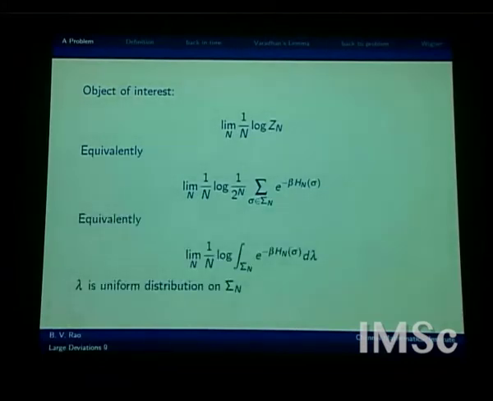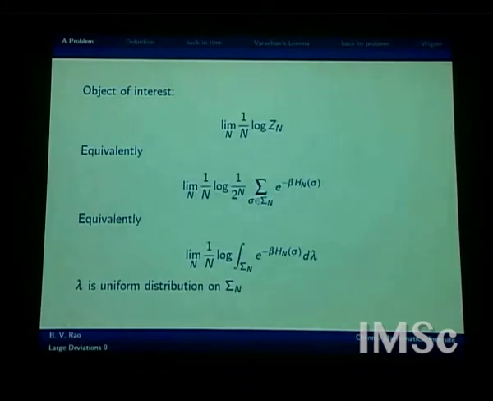But I will rewrite the simple thing, which is a summation, in a rather complicated way: 1 by n log integral over the configuration space of e to the power of minus beta h n sigma d lambda, where lambda is the uniform distribution on sigma n. By that I simply mean it is the probability that gives probability 1 by 2 to the n for each configuration. Therefore, integrating with respect to that probability simply means taking the average, nothing more, that is the previous one. Okay. So, the problem mentioned is the same as evaluating this limit.